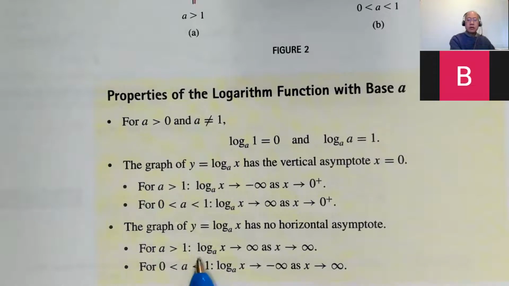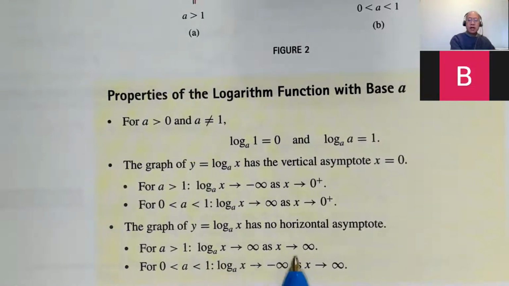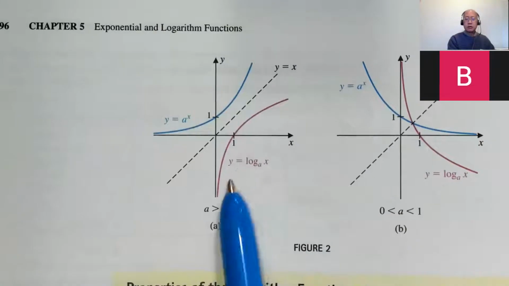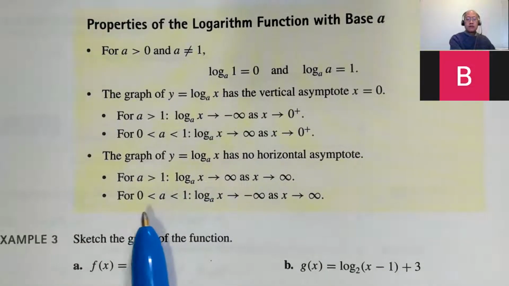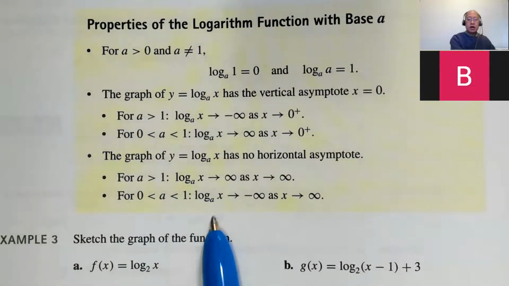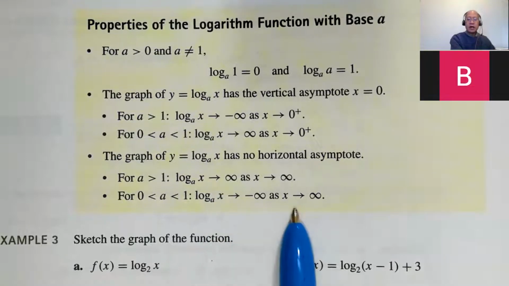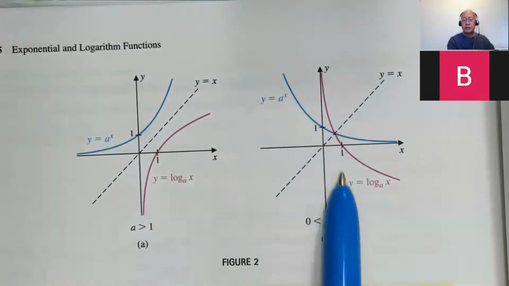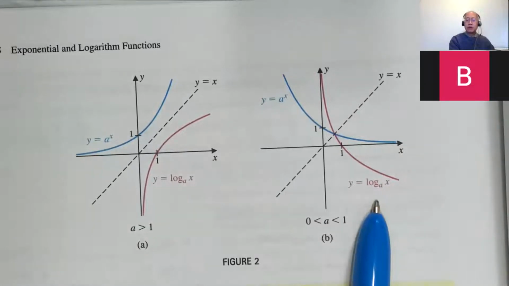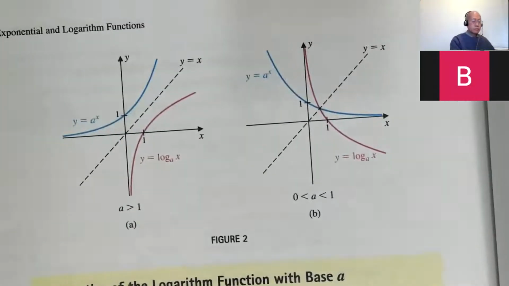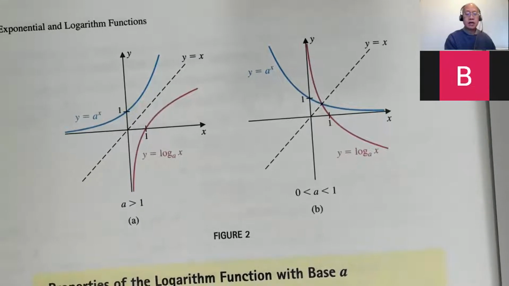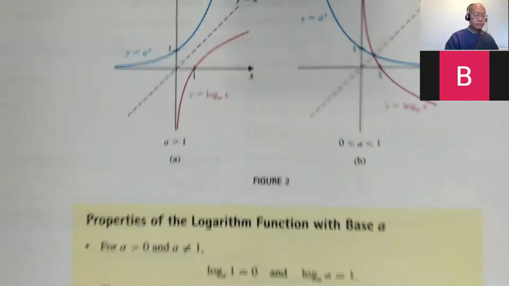For a bigger than 1, log base a of x goes to infinity as x goes to infinity. That's this picture. The base is bigger than 1, x gets big, y gets big. For a between 0 and 1, log base a of x goes to negative infinity as x approaches infinity. So here's a picture. Let's say the base is a half or 1/3. When x goes way out there, the y drops toward negative infinity. So that's a basic idea of that.